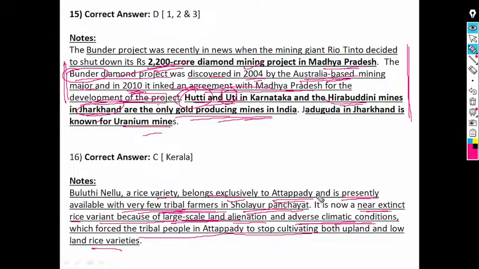It forces the tribal people in Attapadi to stop cultivation of both upland and lowland rice varieties. The rice variety belongs to Attapadi, and it is presently available in Solapur Panchayat. It is now a near extinct rice variety because of large scale land alienation and adverse climatic conditions, which force the tribal people in Attapadi to stop cultivation of both upland and lowland rice varieties. Buluthunelu, particularly in Kerala, that we know.